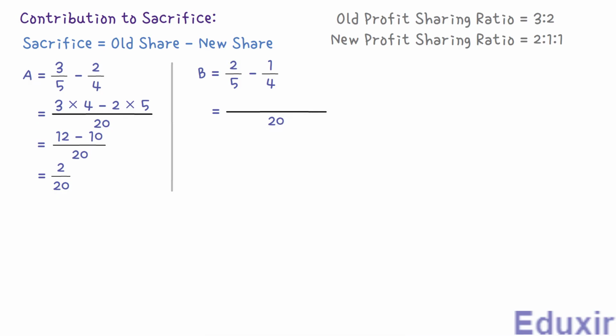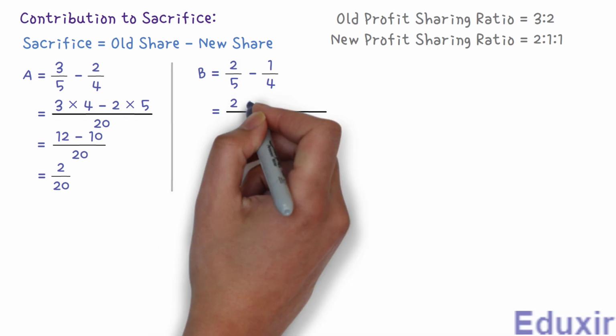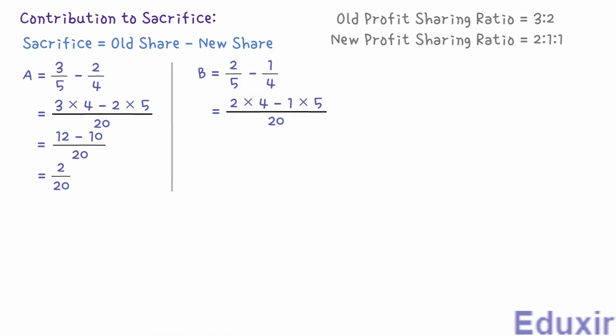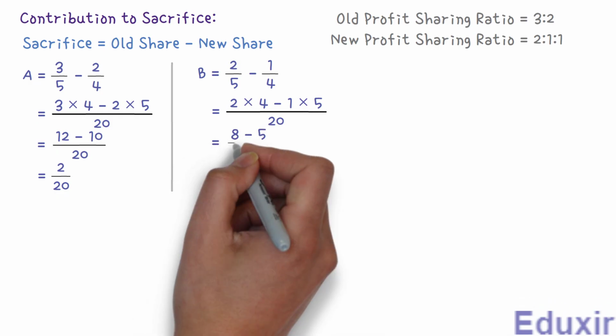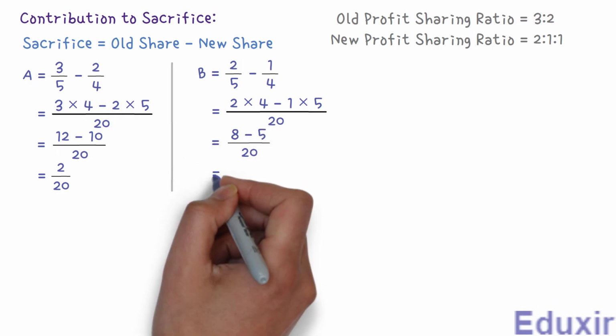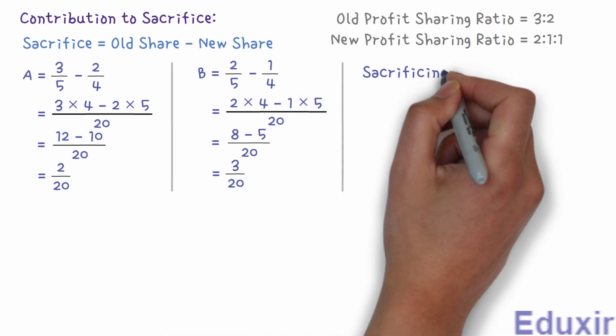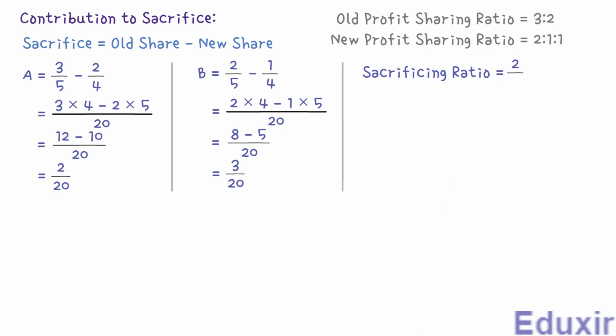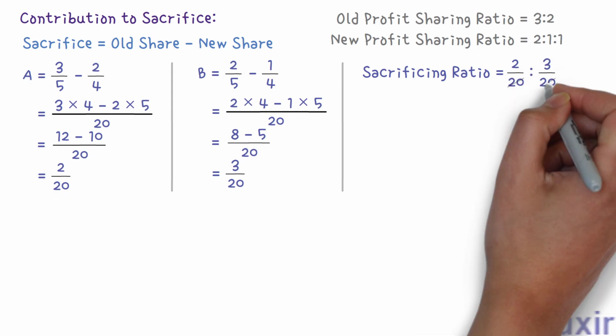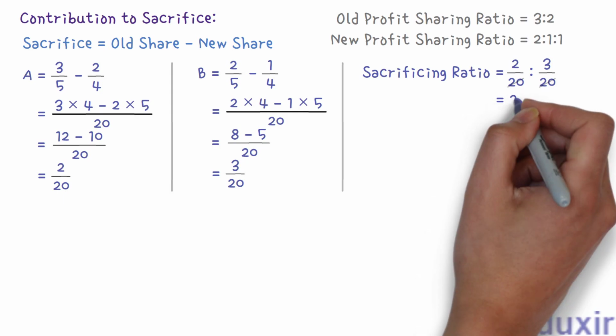Considering 20 as LCM, the numerator will have 2 fours minus 1 five. This is equal to 8 minus 5 whole upon 20, which is equal to 3 upon 20. So the sacrificing ratio of the old partners is equal to 2 upon 20 is to 3 upon 20. After cancelling 20 in both the denominators, this is equal to 2 is to 3.